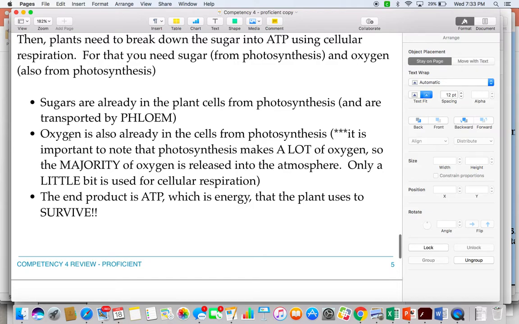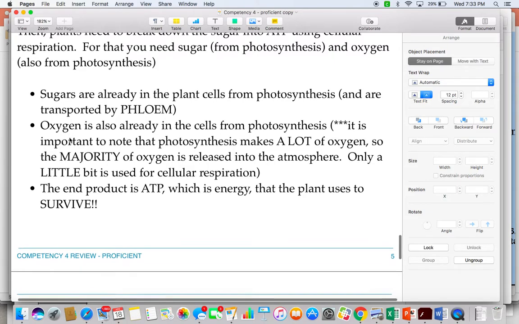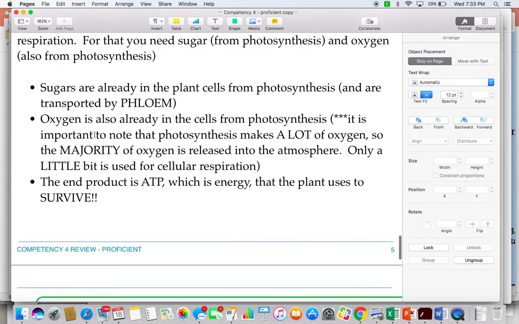The oxygen, really it's kind of weird to think that plants need oxygen, but they need just a teeny tiny amount of oxygen, and we made that during photosynthesis too. So most of the oxygen that's made during photosynthesis is released because photosynthesis makes so much, but just a teeny tiny amount is used for making the plant's energy. And so once you have those two things, the plant can turn around and make its energy, which of course is going to go on in the mitochondria.